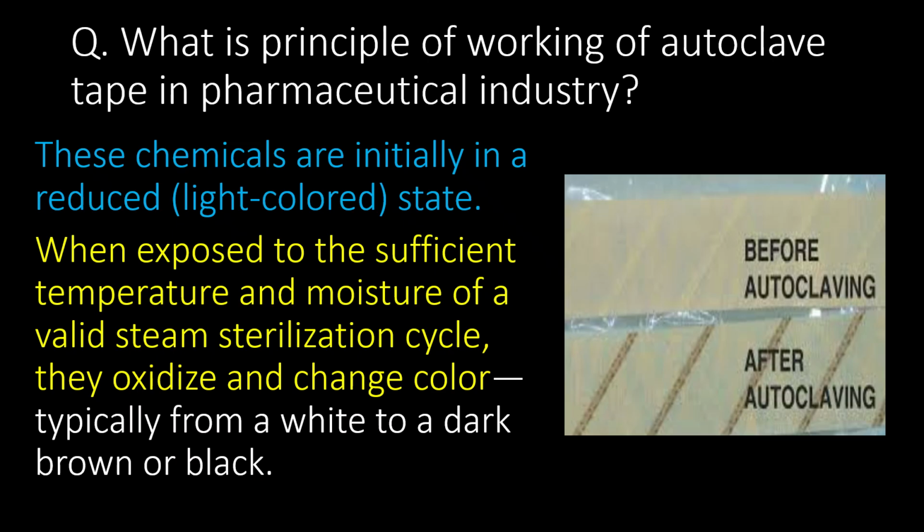What is the principle of working of autoclave tape in the pharmaceutical industry? These chemicals are initially in a reduced, that is light colored state. When exposed to the sufficient temperature and moisture of a valid steam sterilization cycle, they oxidize and change color, typically from white to dark brown or black.